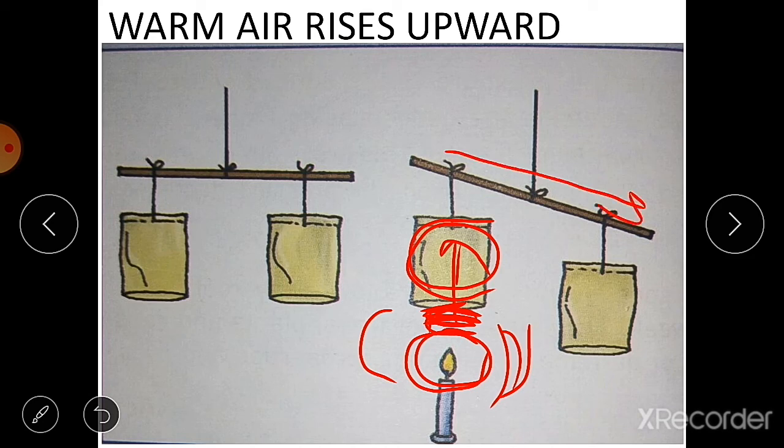This activity proves that warm air rises upwards because it is lighter, and that cold air does not rise upward because it is heavier than the warm air.